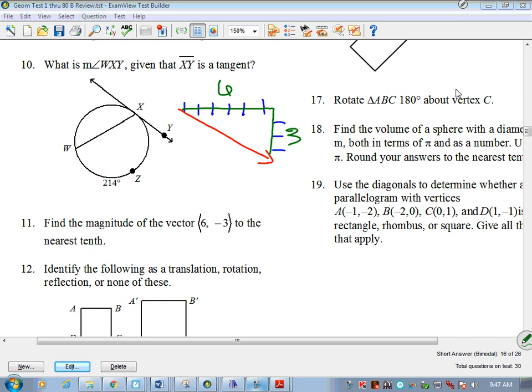So 6 squared plus 3 squared. What's 6 squared? What's 3 squared? What's 36 plus 9? 45. So what we're saying is that 45 equals c squared. What are we going to do with that 45? Square root it. It says to the nearest tenth, so do I simplify the radical, or do I plug it in my calculator and get a decimal? Plug it in your calculator and get a decimal.